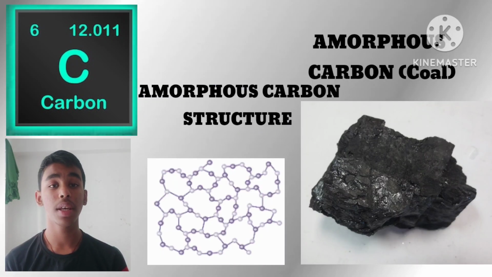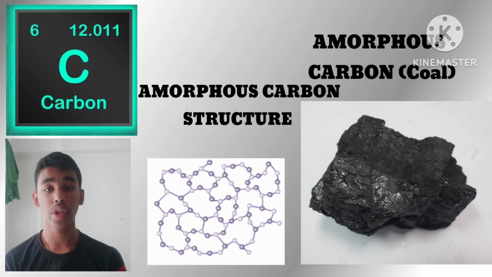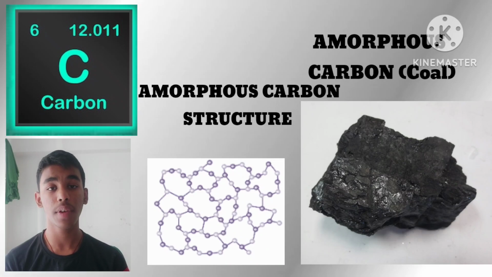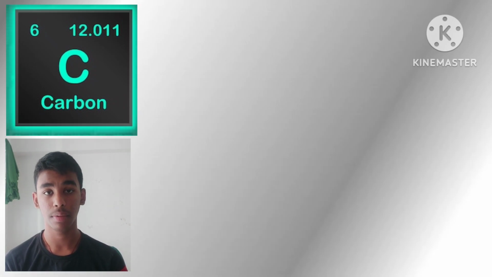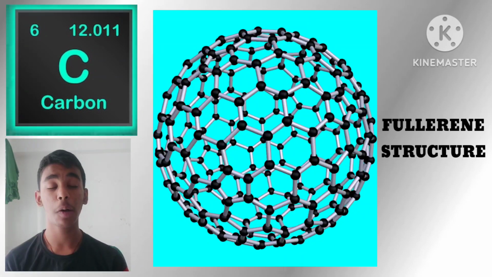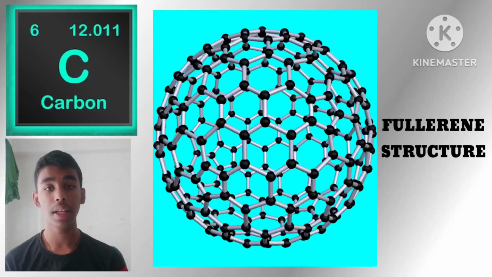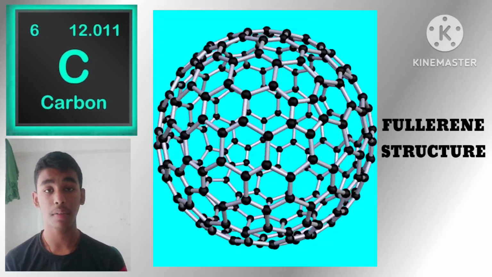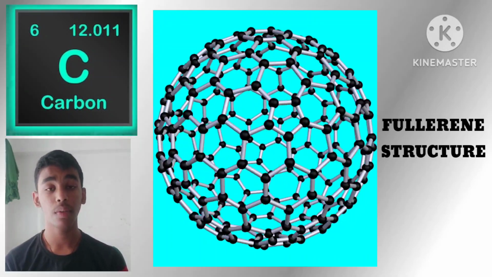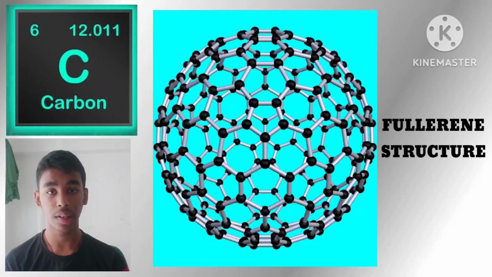The next form is the amorphous form. Amorphous form is nothing but the forms which are like coal, charcoal, soot, etc. These are amorphous forms of carbon. The next form is fullerenes. Fullerenes are also a type of carbon. One of them is Buckminster fullerene.